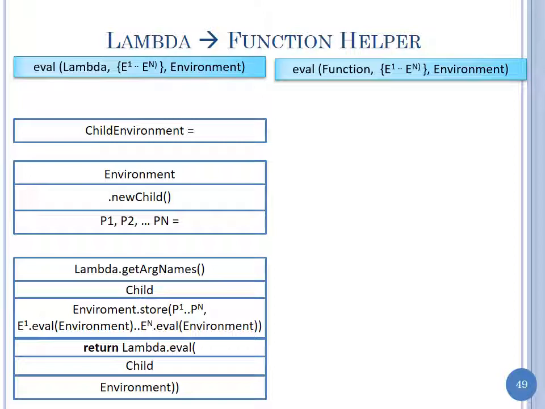For function evaluate, for function helper, do we still have to go and call eval on a lambda? We still have to call eval on a lambda, right? That's the one that does the eval. So what's the difference? Here I went and said lambda.eval child environment. Do I still have to create a child environment? Do I still have to do a new child?